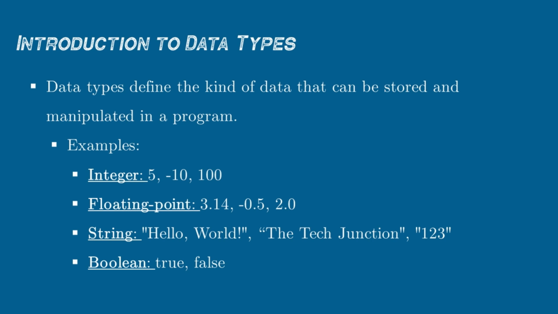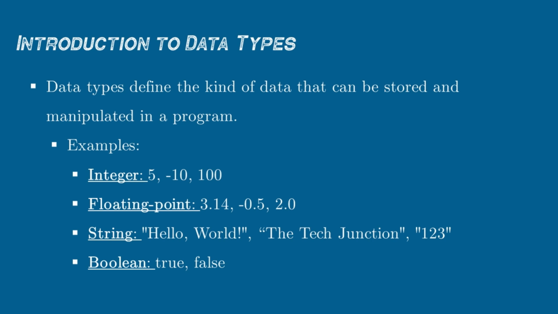Floating point. Floating point data types represent numbers with decimal places. Examples include 3.14, -0.5, or 2.0. String. A string is a sequence of characters enclosed in quotation marks. It is used to represent text or words. For instance, "hello world", "the tech junction", or "123".